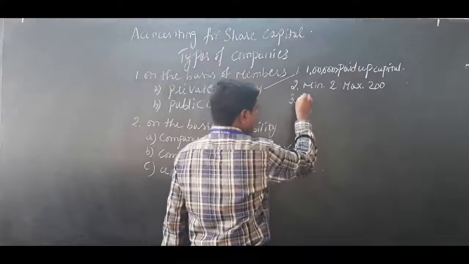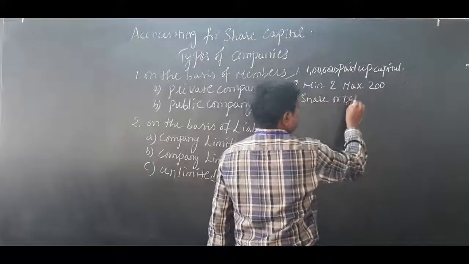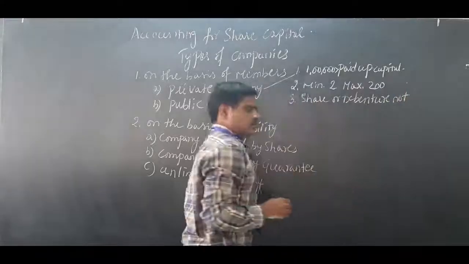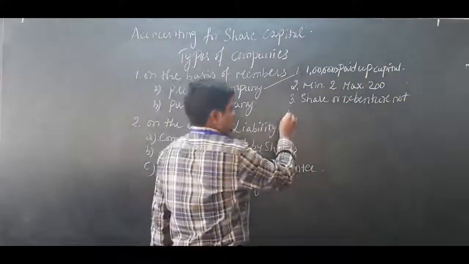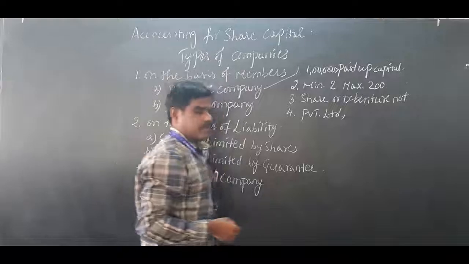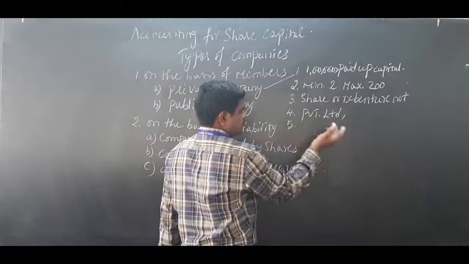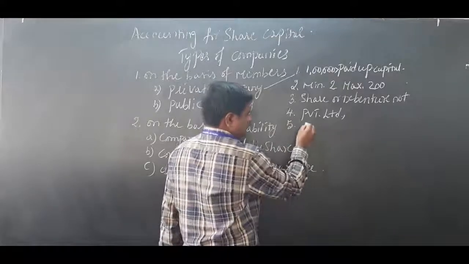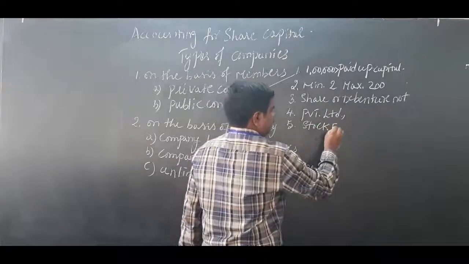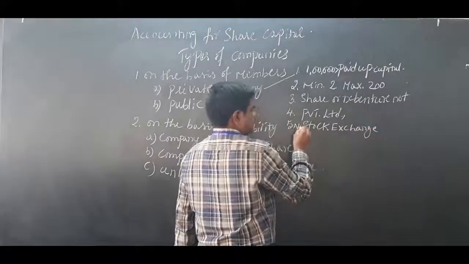Number 3, company shares or debentures are not subscribed to the public. Number 4, it must end with the word private limited. Any private company must end with the word private limited. And number 5, these types of shares are not sold to outsiders. That means this type of company's shares are not dealt in the stock exchange.